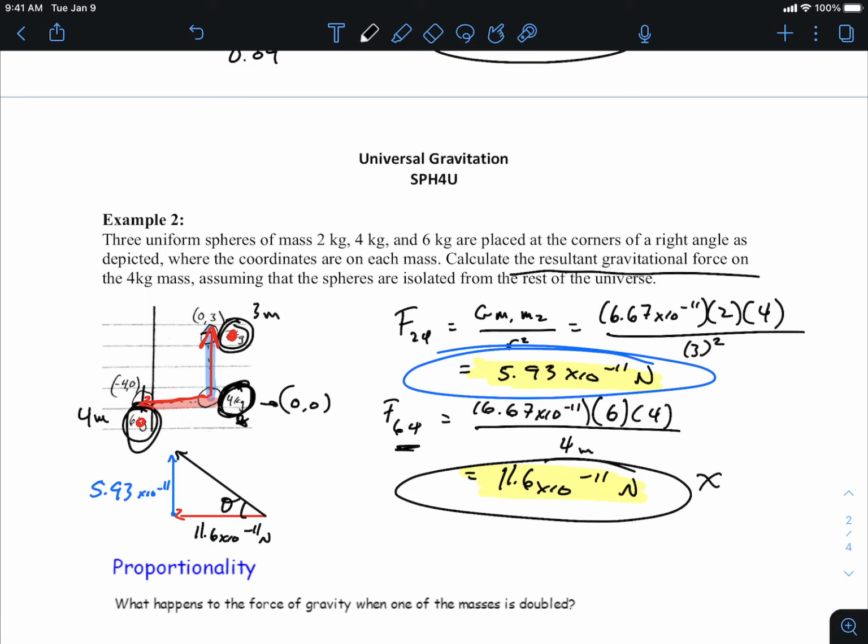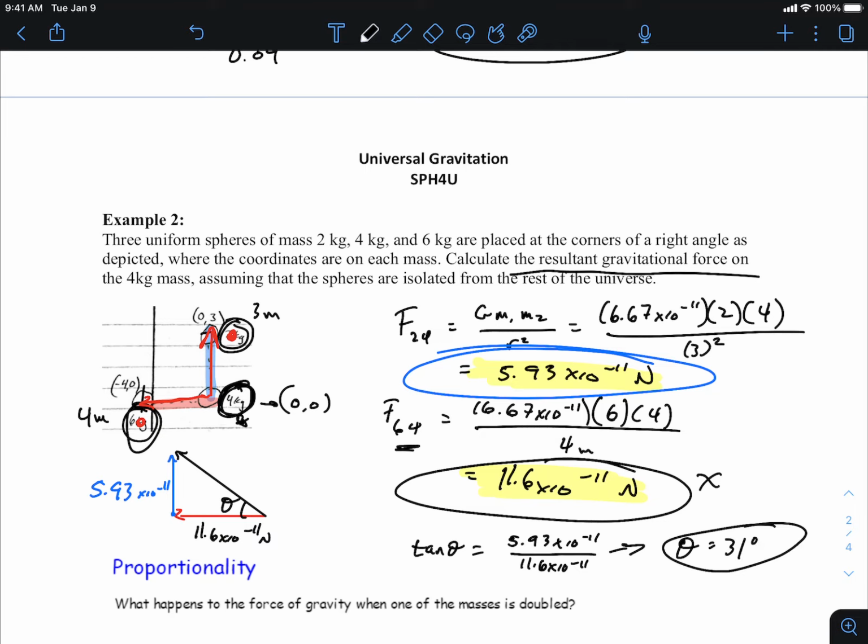We need to find theta, right? Well, we know how to do this. Tan of theta has to equal opposite over adjacent. Well, we're going to see 5.93 times 10 to the negative 11 divided by 11.6 times 10 to the negative 11. And if you run through this, you'll find that theta will equal 31 degrees.